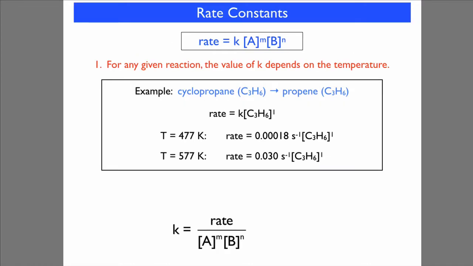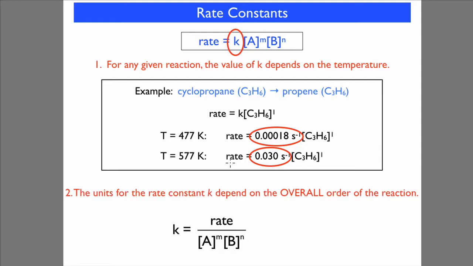Okay. For any given reaction, the value of K depends on the temperature. If we've got cyclopropane being converted to propene, the rate is first order with respect to cyclopropane. You can see here that the rate constant at 477 Kelvin is 0.00018, but when you boost it by 100 Kelvin, it goes up to 0.03. So the value of K changes depending on temperature.